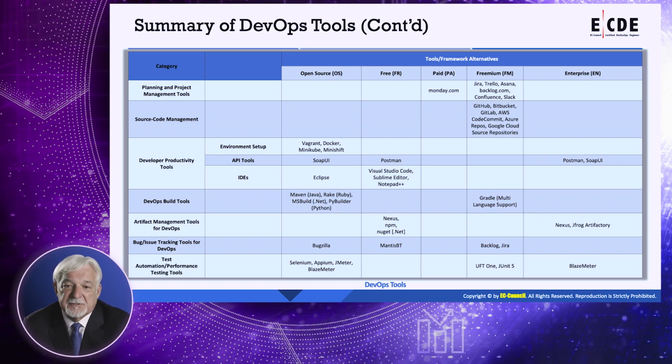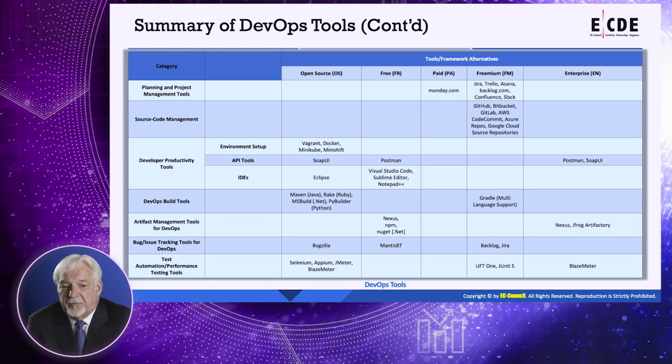For the API tools, SoapUI and Postman. For the IDEs, we have Eclipse, Visual Studio, Sublime Editor, Notepad. For DevOps build tools, we have Maven, Rake, MS Build, Gradle, etc. Artifact management tools for DevOps, primary ones are Nexus, NPM, and NuGet. JFrog is another one. For bug issue and tracking, we use Bugzilla, Mantis BT, Backlog, Jira.